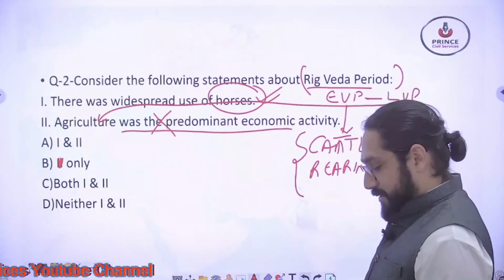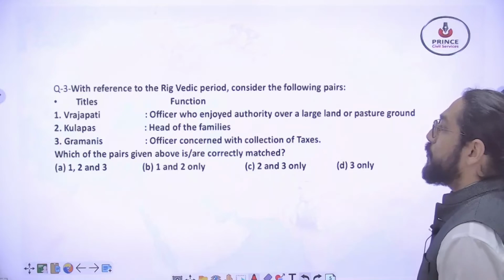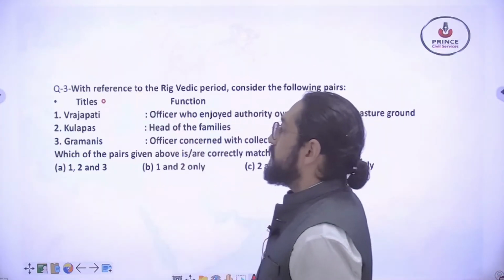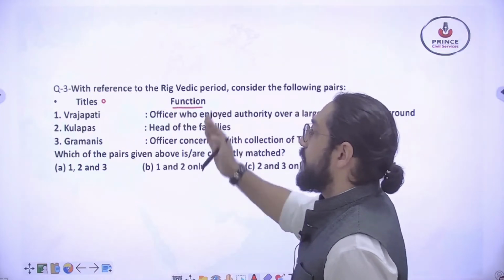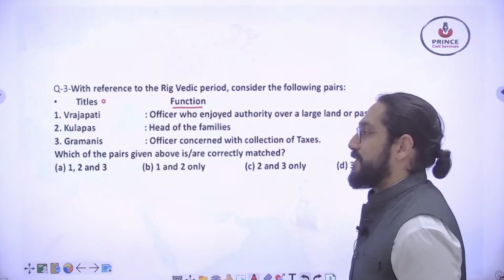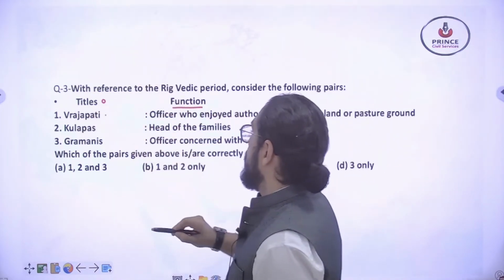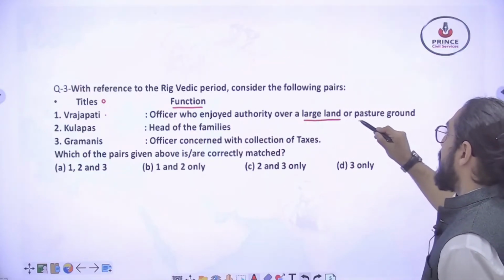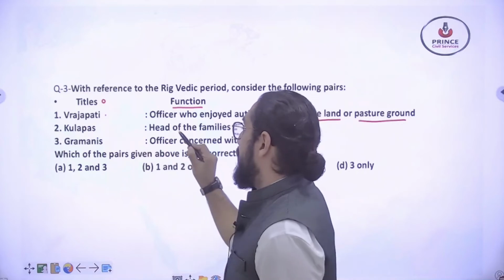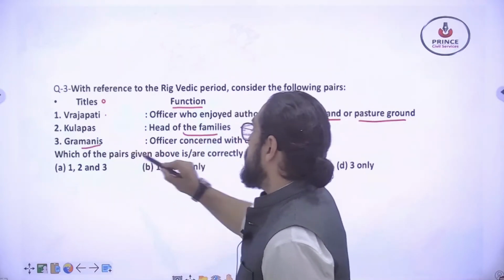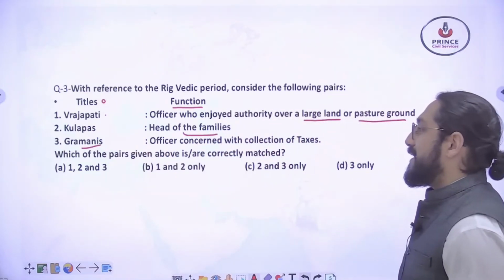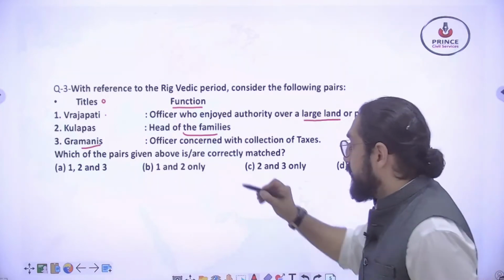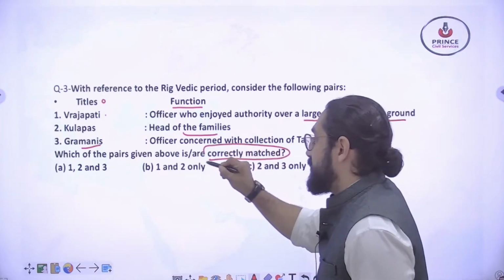Okay, question number 3. With reference to the Rigvedic period, consider the following pairs. These are the titles of the officials and the functions performed by those officials. Vrajpati, officer who enjoyed authority over a large land or a pasture ground. Kulapas, head of the families. Gramanis, officer concerned with collection of taxes. Match the following. Which is correctly matched? The question is asking which is correctly matched.